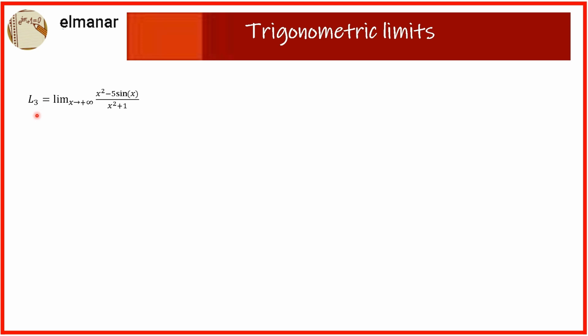Question 3. Calculation of limit L3. We now study the limit as x approaches positive infinity of the following expression. The numerator is x squared minus 5 times sine of x, and the denominator is x squared plus 1. Pedagogical reminder: remember that the sine function is always bounded between -1 and +1. This implies that -5 is less than or equal to -5 times sine of x, which in turn is less than or equal to +5.